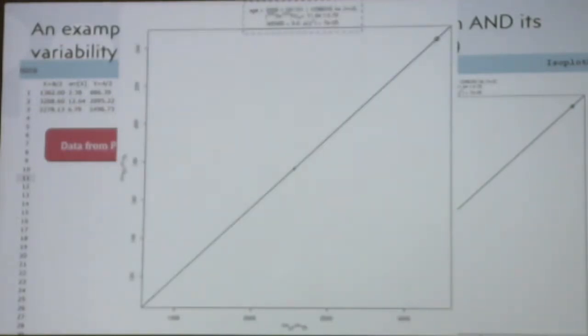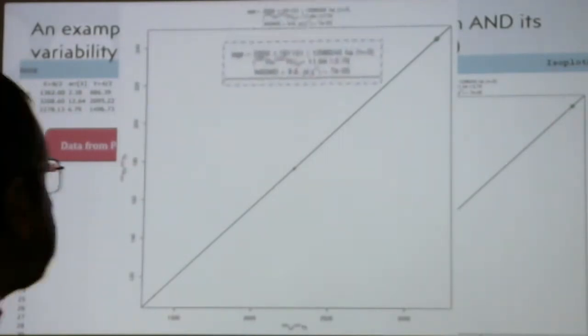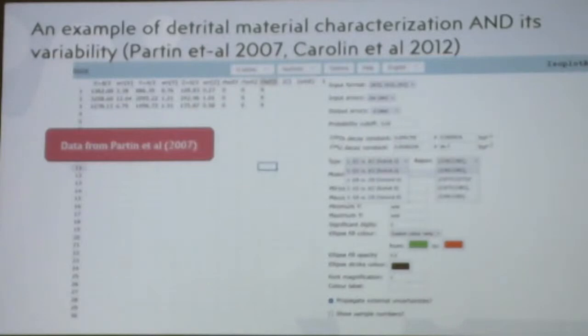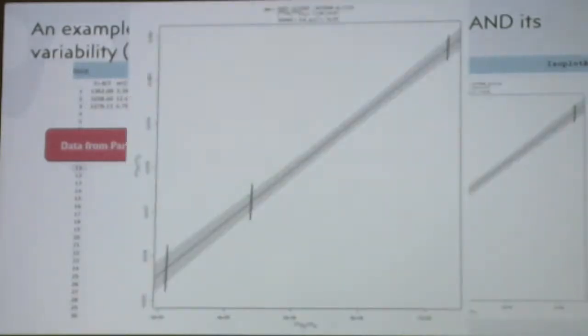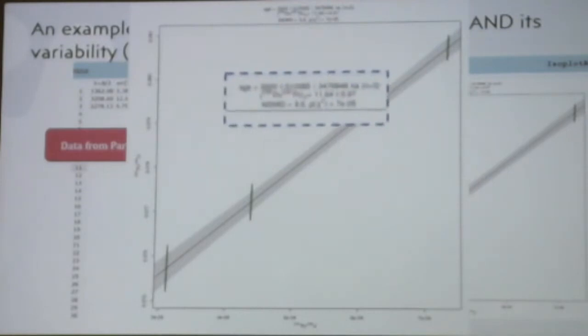you can calculate the composition of the authigenic material, or you can ask Isoplot to calculate the composition of the detrital material. And you get the calculation of the detrital material. You can do the same thing for the Osmond isochrons. Look, they look completely different, same data set. But the isotope composition is very similar. So it's two different ways to obtain exactly the same information.